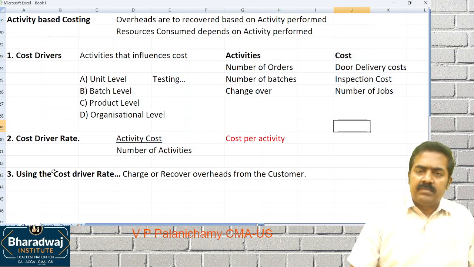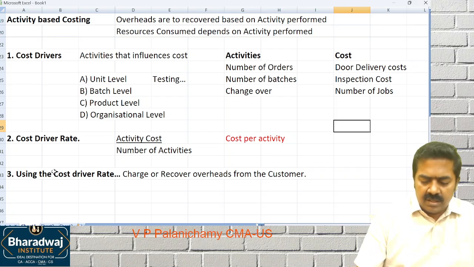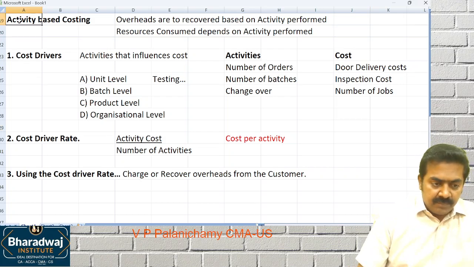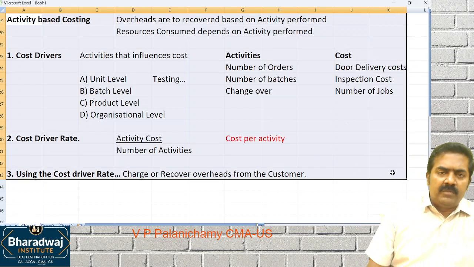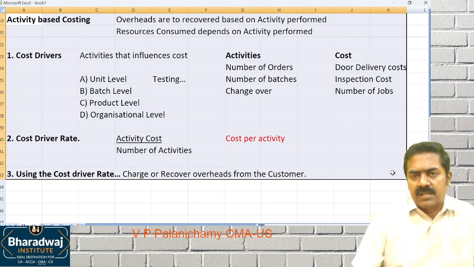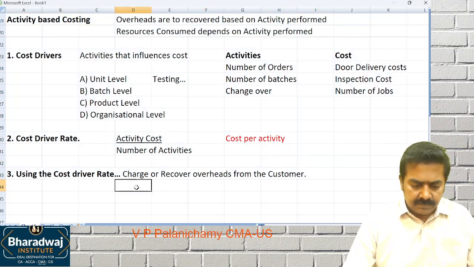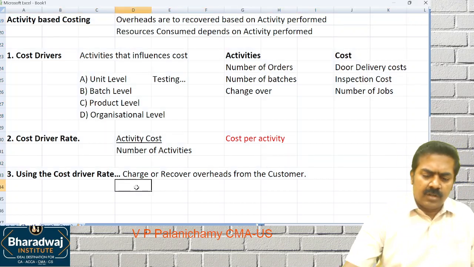We'll do a problem by comparing traditional costing and activity based costing. You will understand better. For that, I request you to copy this first. Theoretically discussing is okay, but going through a problem will be much better than discussing theoretically. Copy this, please.